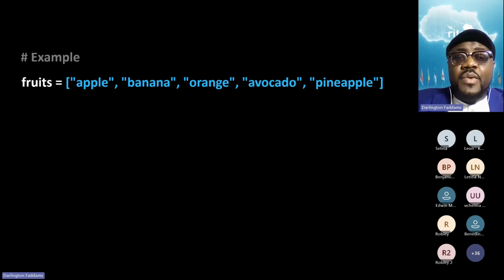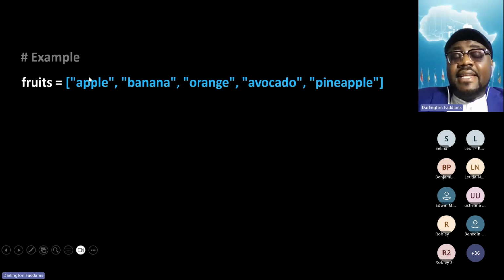So for example, we have a list here called fruit, and this is a list because you can see the square brackets and the items within it separated by commas. These are enclosed in quotes because they are strings.